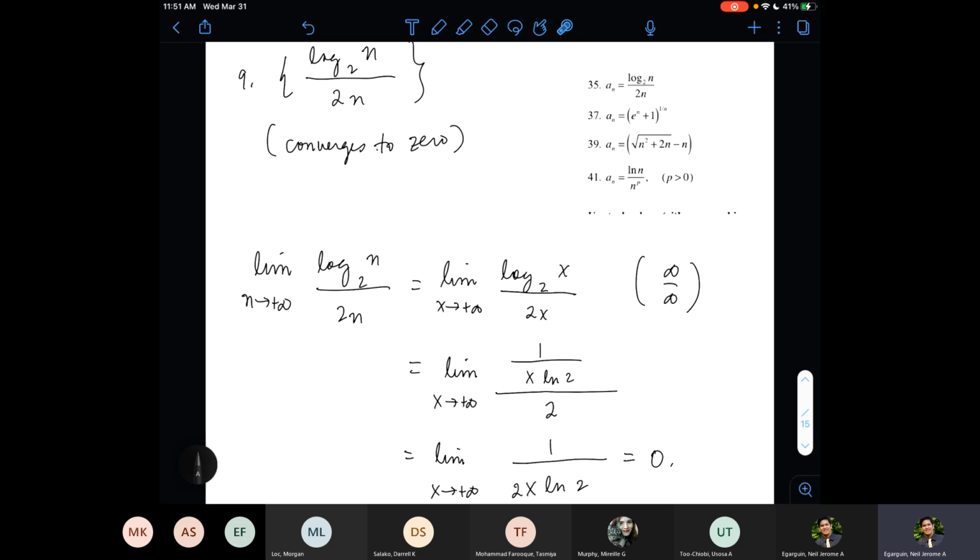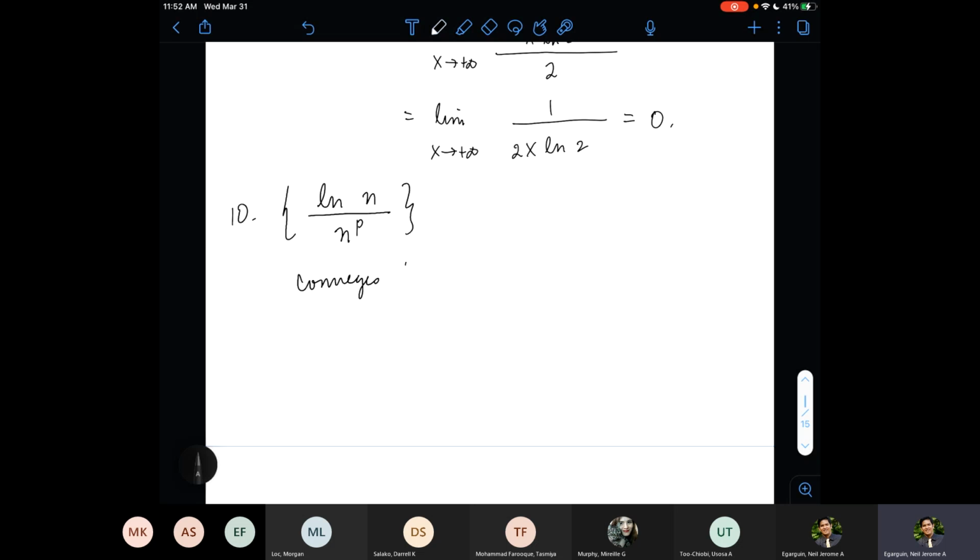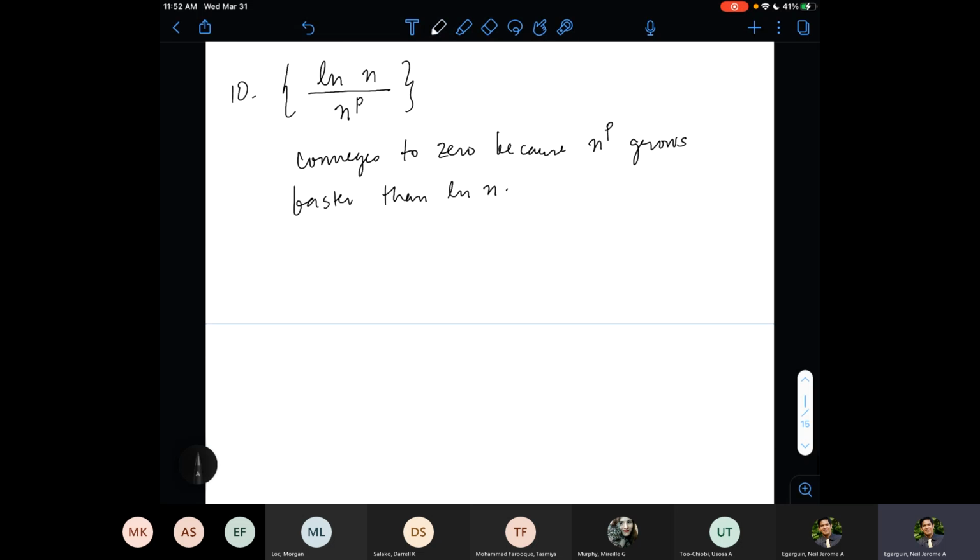Because remember, we have indeterminate forms whose limit is equal to infinity. If that, it is divergent. But if you have an indeterminate form and it turns out you get a finite limit, then that will be convergent, right? So I guess we can say that this converges to 0 because n to the p grows faster than ln n. Okay, so I guess this is sufficient reason for that.